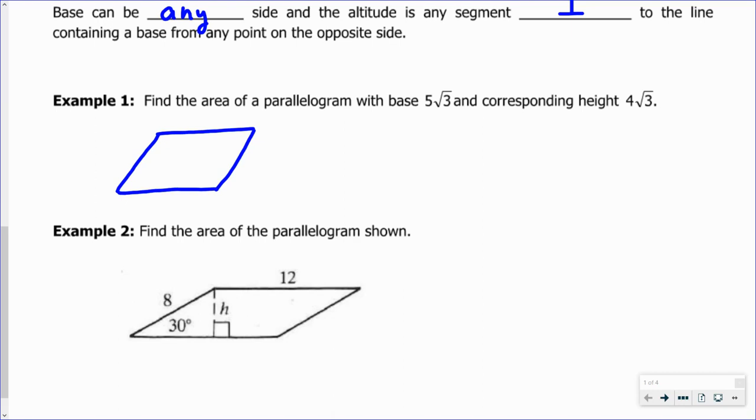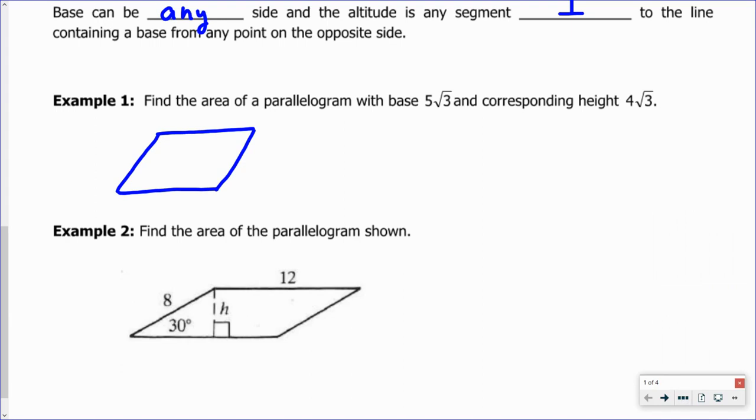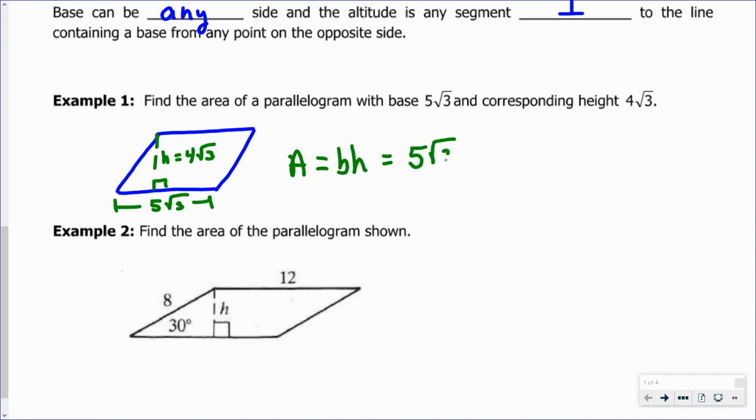As we mentioned, the base and the height have to be perpendicular. So what I'm going to do is drop in an altitude, and that altitude is going to be our height, which is 4 root 3. And the base is just the side that height is perpendicular to. So to find the area, very straightforward. We're just multiplying the base times the height. The base is 5 root 3. The height is 4 root 3.